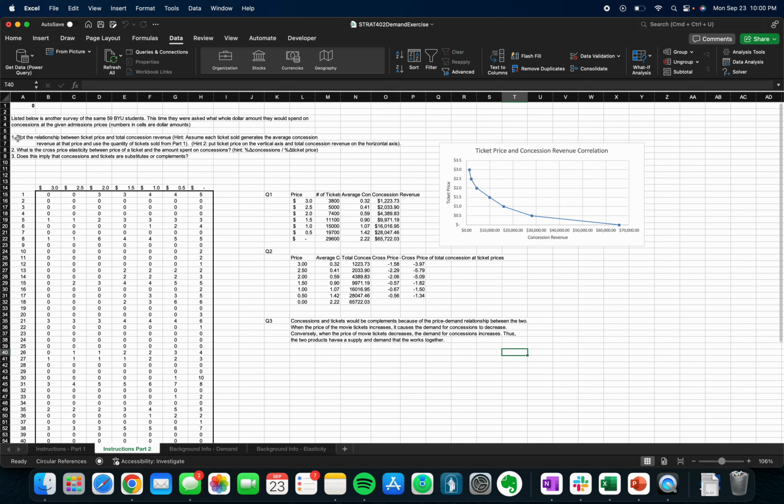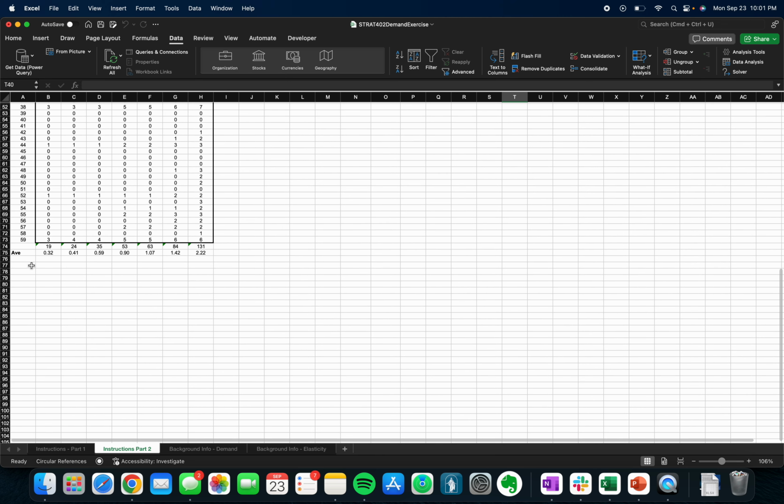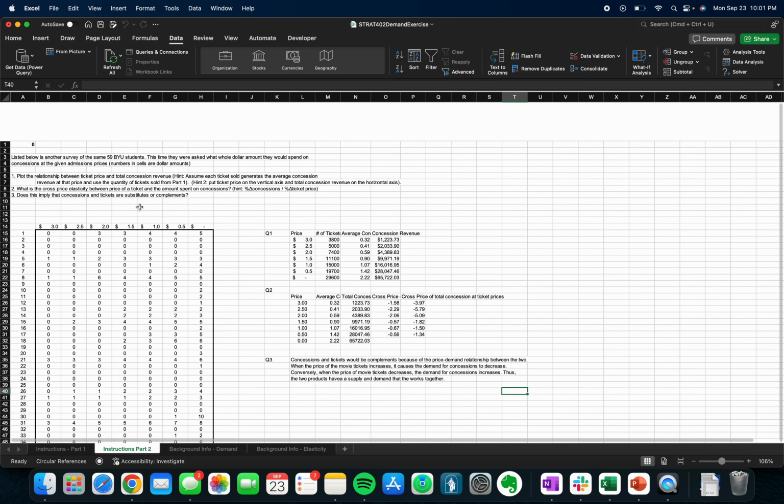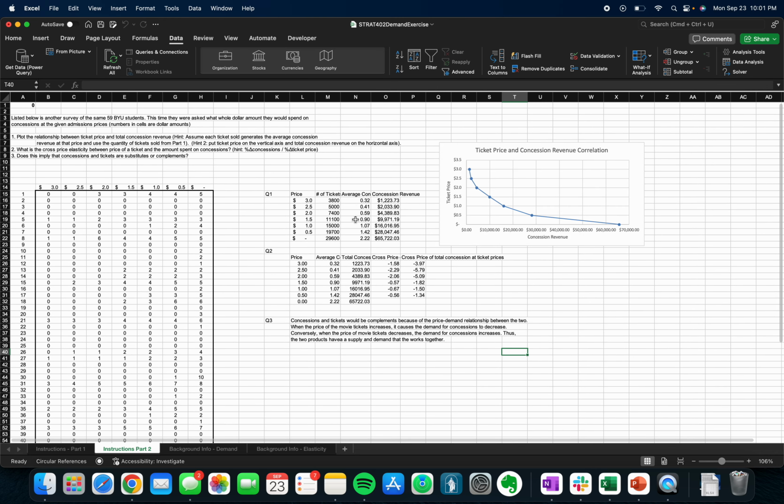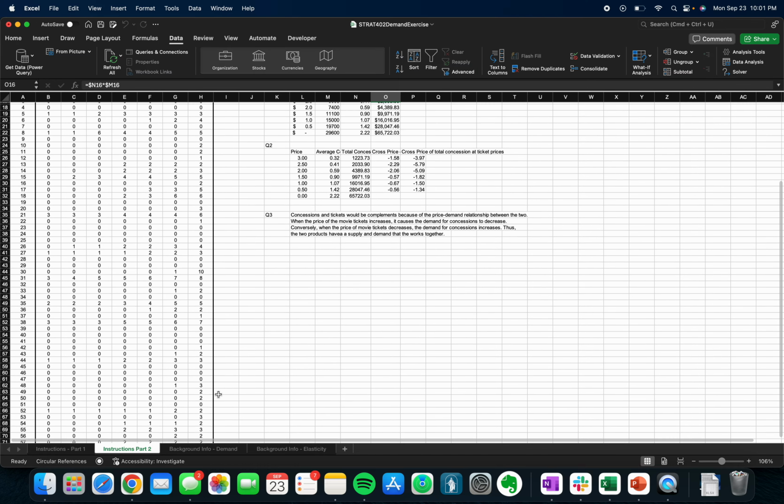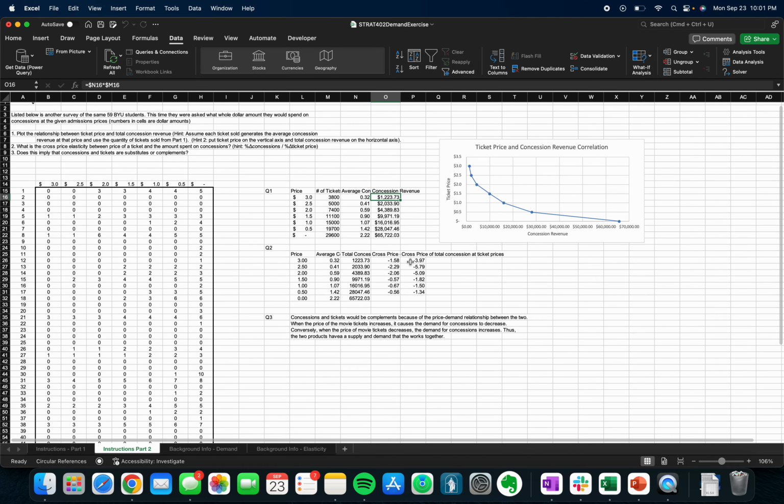It says, number 1, plot the relationship between ticket price and total concession revenue. So we have the prices, we have the number of tickets that they were selling at those prices from the previous slide. And then from here, we can see the average concession revenue at each price. And that's listed right here. And then this concession revenue right here is just basically the average concession times the number of tickets. So that's where we get this chart.